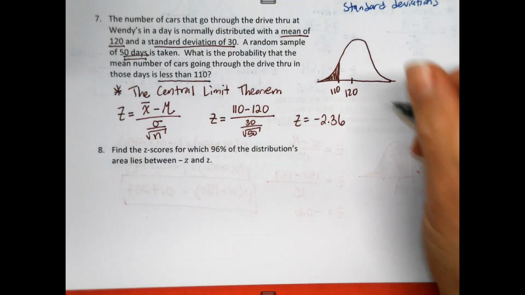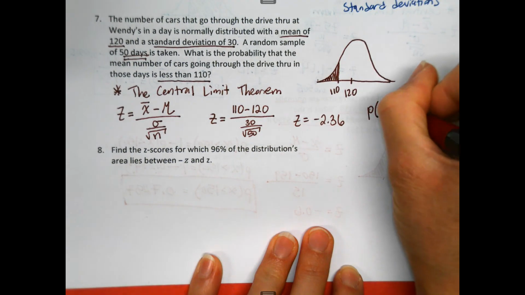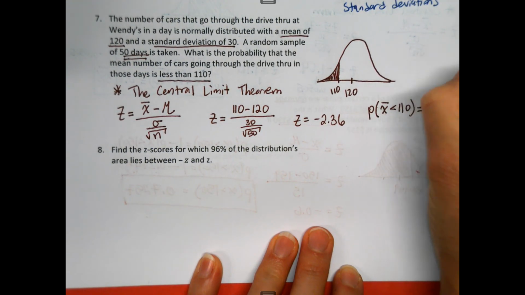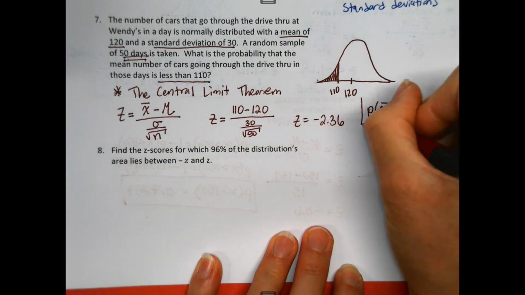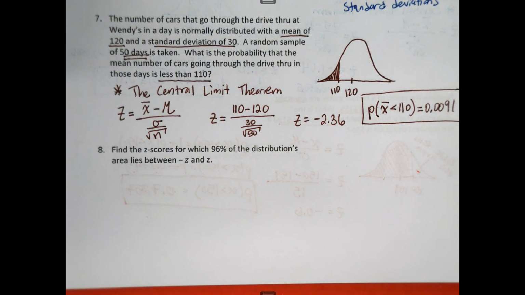0.0091. The probability that our mean is less than 110 is 0.0091. There's a very small probability that the mean will be less than 110.